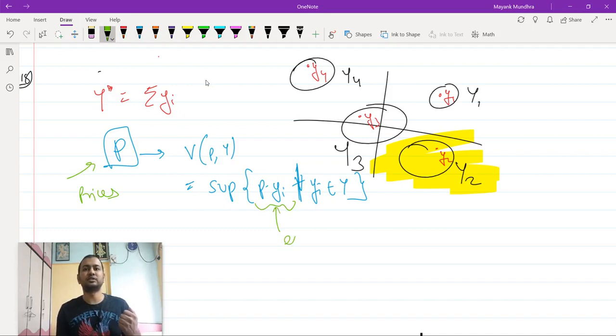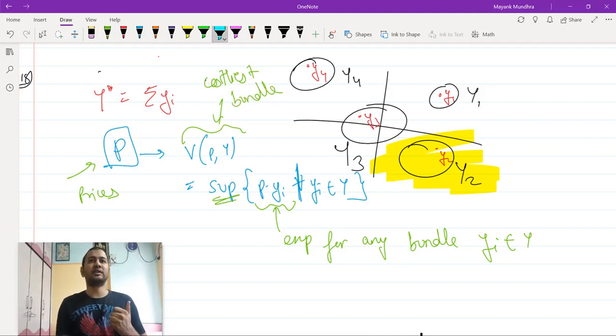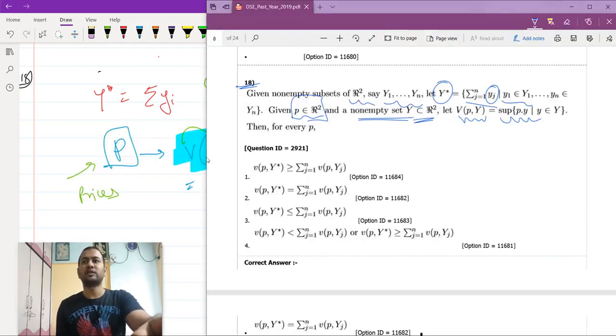So if you assume p to be your prices, p dot y is basically the expenditure for any bundle yi belonging to the set Y, and the supremum of that, which is basically your v, is the costliest bundle. So v of p comma Y is nothing but the costliest bundle in your set Y. So he's asking that for every price vector p, how does small v of p comma Y star relate to the summation of v of p comma Yj?